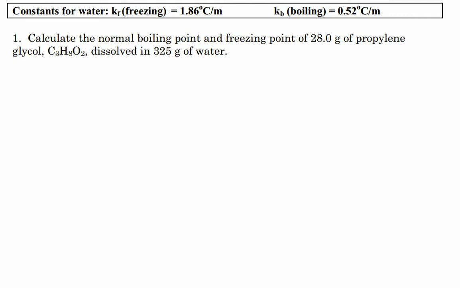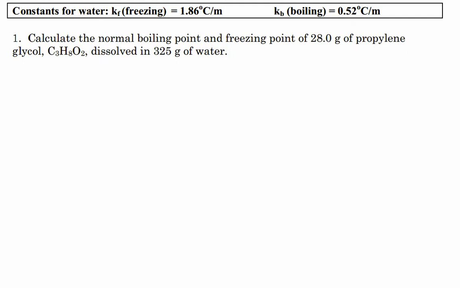So we need to figure out our concentration. And the key with these problems is not percent composition or molarity, but molality. So in this first problem here, we want to calculate the normal boiling point and freezing point of 28 grams of propylene glycol dissolved in 325 grams of water.